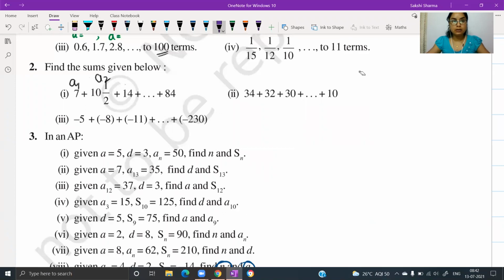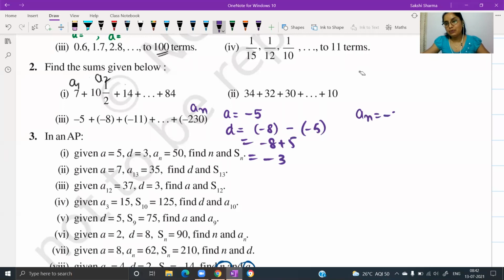So we are given the value of A as -5. Let's obtain the common difference. -8 minus... We don't need the common difference. We can directly work with it. Okay, let's just write this down in case you want to do this. We have -3. An is -230. Apply the formula.